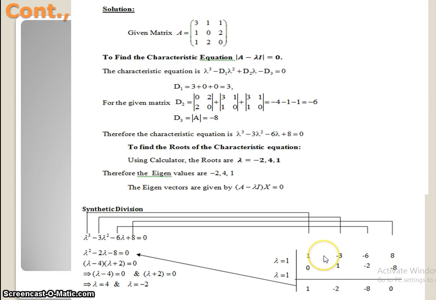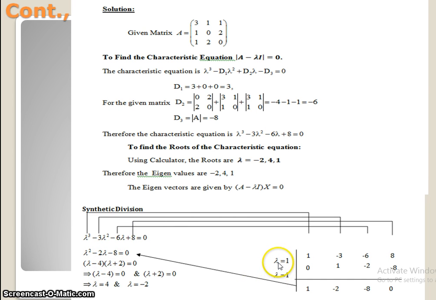Then using synthetic division, the first element is always put as 0, so 1 plus 0 is 1. First we take lambda equal to a chosen value such that the remainder must be 0. In this case we can try plus or minus 1. First I put lambda equal to 1. Suppose the answer is not equal to 0, next we take lambda equal to minus 1. If that is also not 0, next we take lambda equal to 2, then lambda equal to minus 2, like that. The idea is that we can reduce the third degree to second degree.